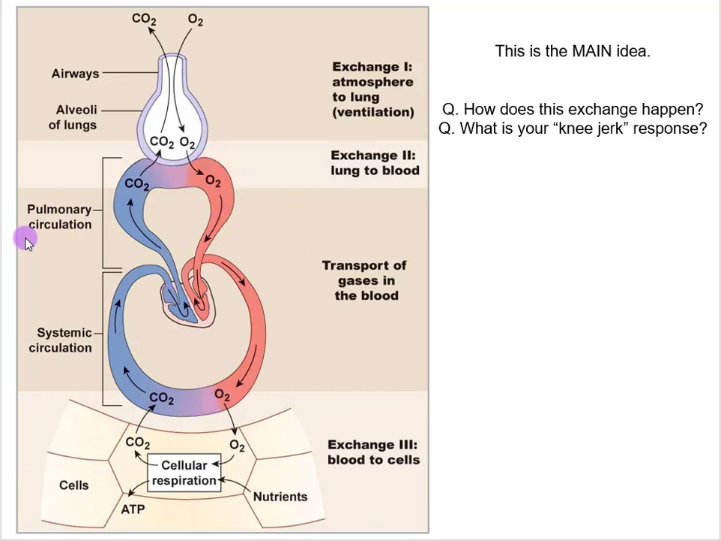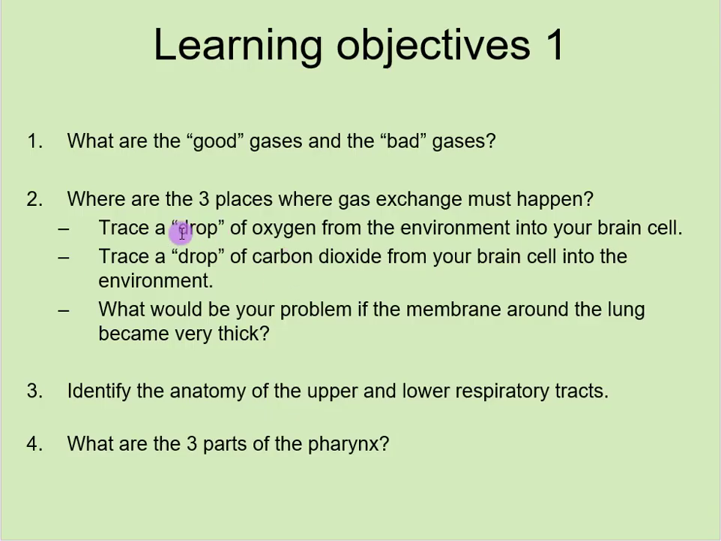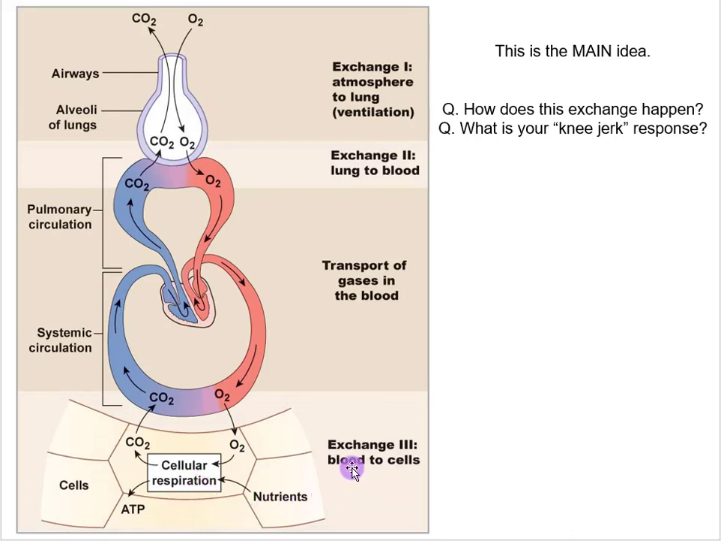Okay, these are the three critical exchanges. So while we're at it, let's go ahead and trace a drop of oxygen from the environment into your brain cell, and we'll do the same thing with carbon dioxide. And really all we need to do is label this. It says blood to cells. Let's just call it a brain cell.